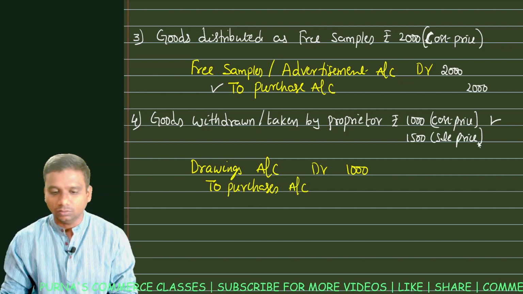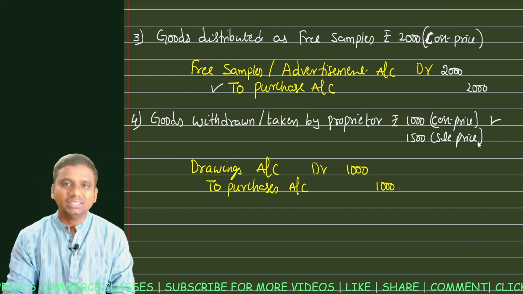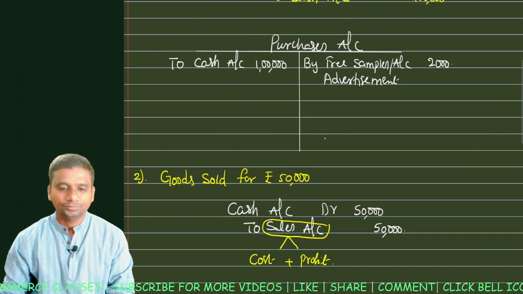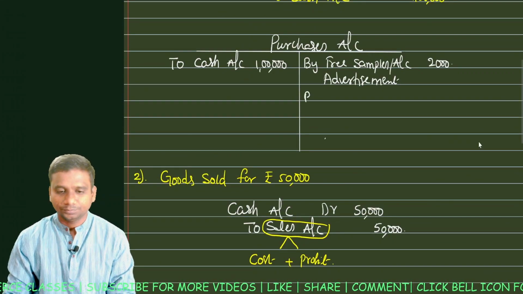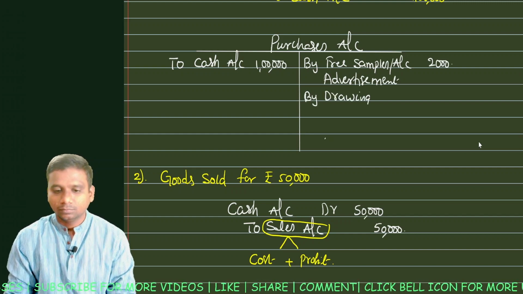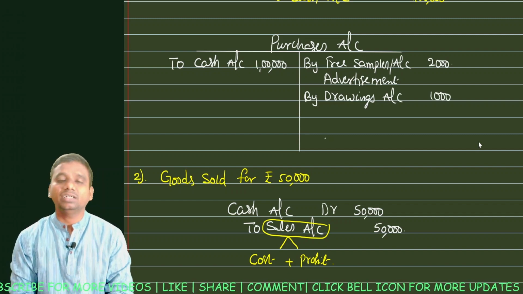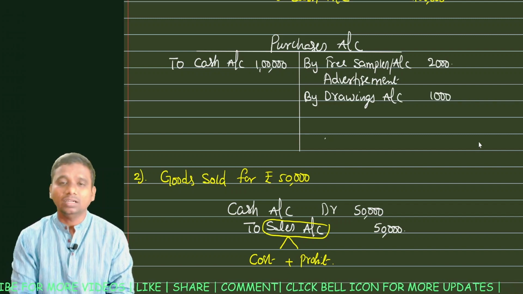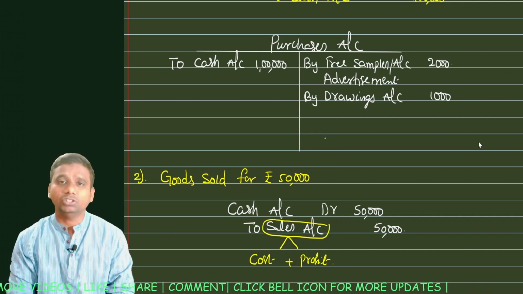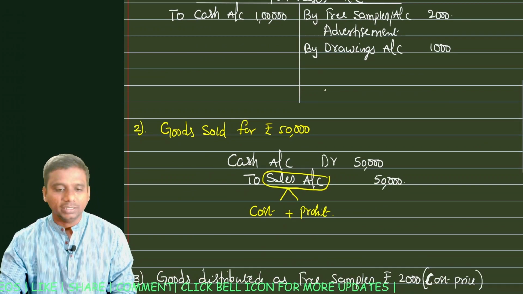By this, our purchase cost of goods gets decreased. So, purchases account 1000. Now, here purchase account is credit. Post to purchases account, posting credit side by drawings account, how much? 1000. Don't write the entry for sale price. Why? Simply by distributing goods as free samples or simply by withdrawing goods by the proprietor, the business will not get any profit, right? Next.